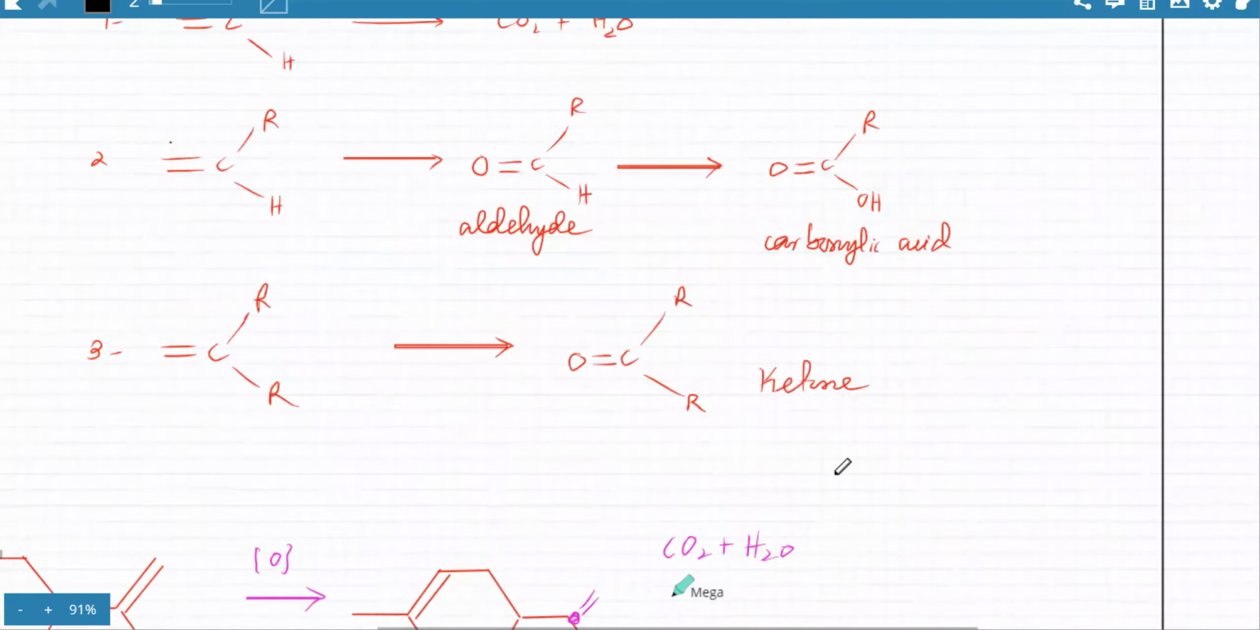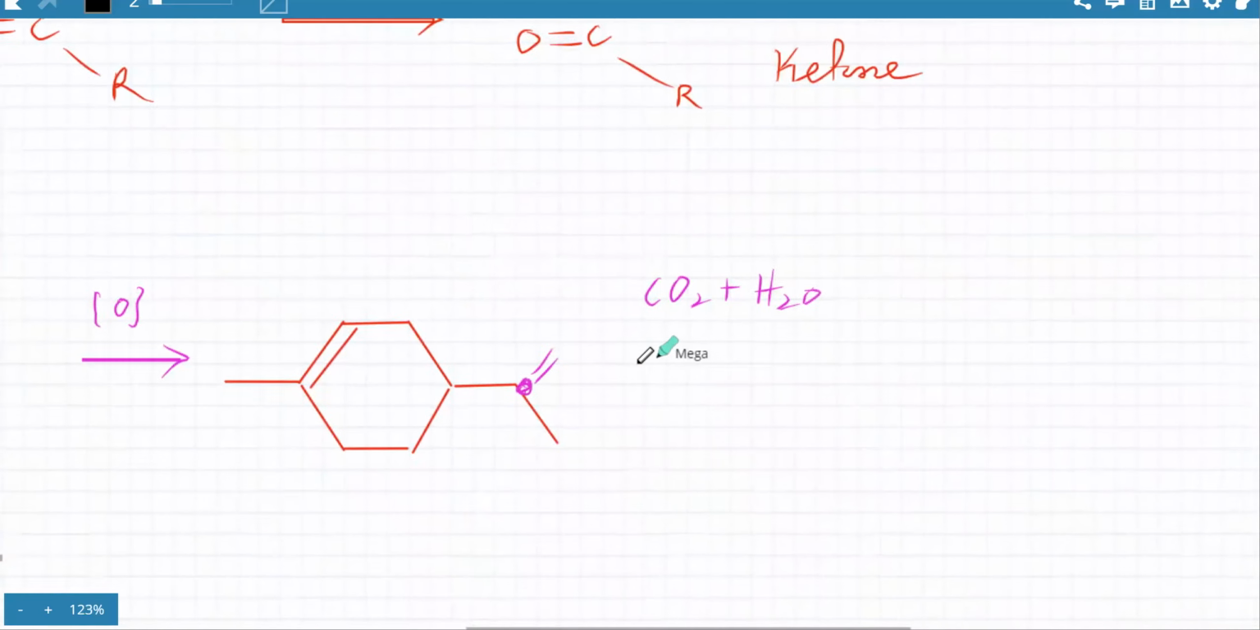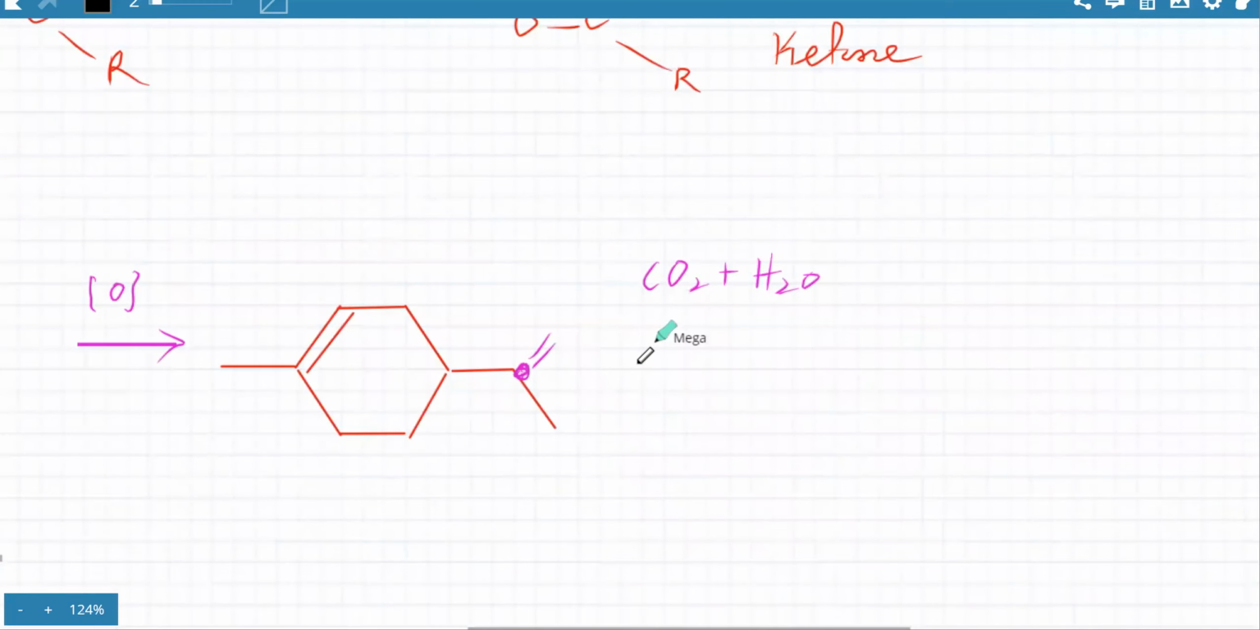If the carbon that was making the double bond was bonded to two carbon chains, then it would change into a ketone. So all the change would happen to this carbon atom. It would change into a ketone. You just have to add an oxygen to it. So that's it.